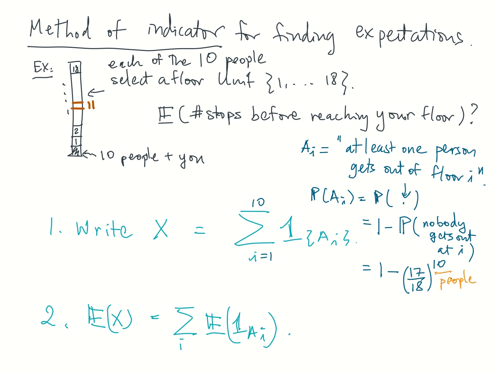This is because I have 10 people. Each one will not get out at floor i with probability 17 over 18. And so the expected value of X is 10 times (1 minus (17 over 18) to the power of 10).